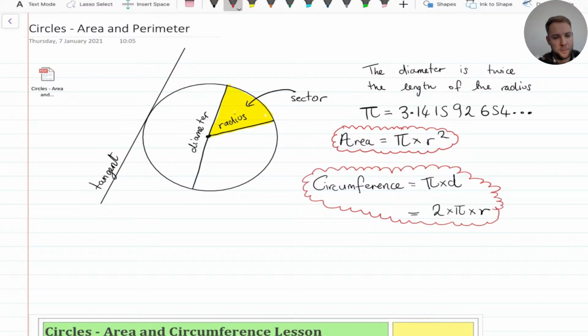So get both of those down. I'll give you a second to get those down. All right.